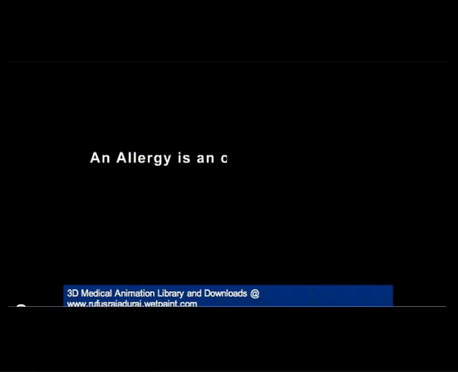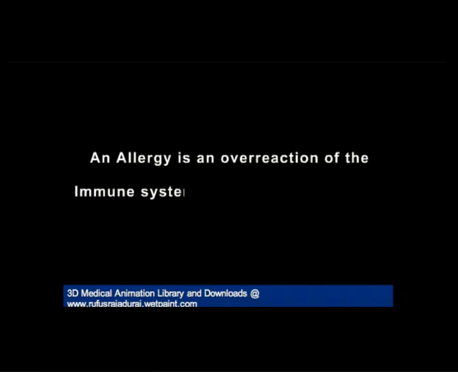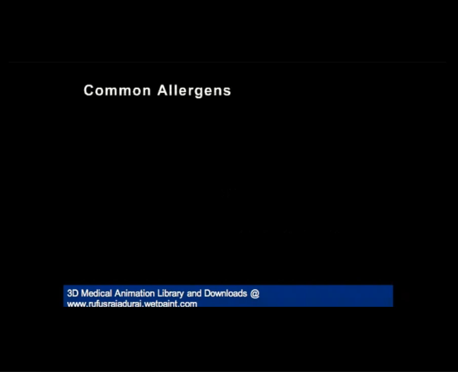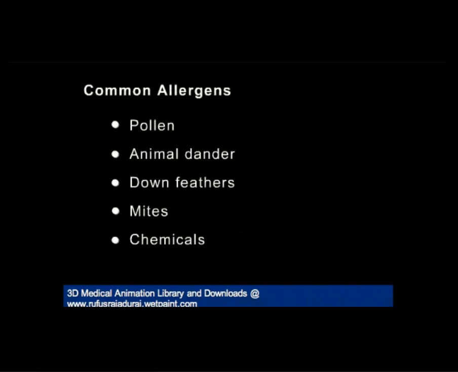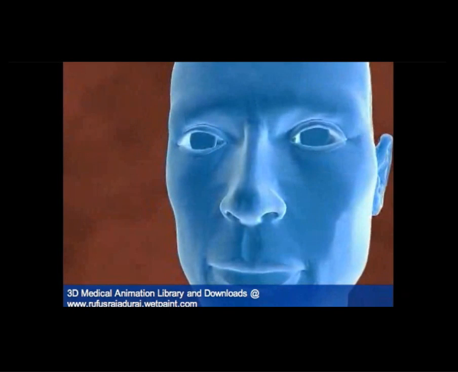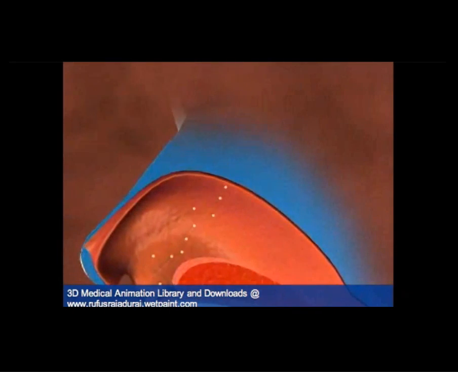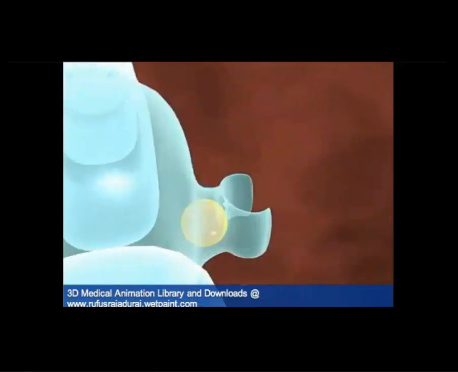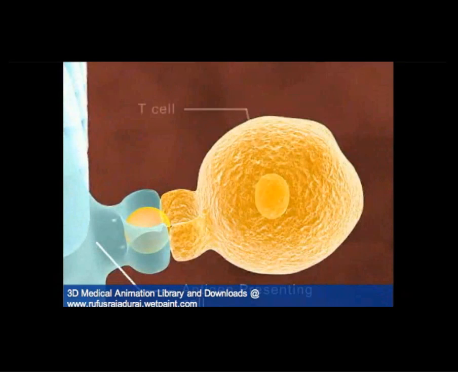An allergy is an overreaction of the immune system to a normally harmless substance called an allergen. Common allergens include pollen, animal dander, down feathers, mites, chemicals, and a variety of foods. On first exposure, the inhaled allergen enters the mucous membrane lining the nasal passages, where it is taken up by the antigen-presenting cell, which presents it to the T cells.